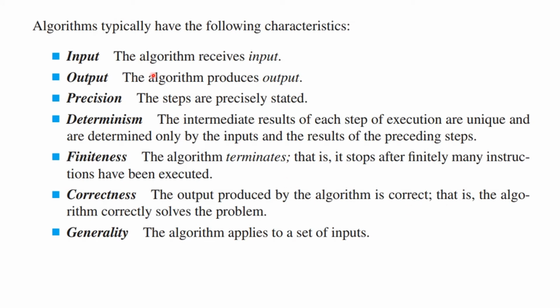Algorithms tend to have the following characteristics. There is input, there is output. The steps are precisely stated, and in fact sometimes you have comments that will describe those. The intermediate results of each step are unique and determined only by the inputs and the results of the previous steps. So it is deterministic, it's not probabilistic. You can do simulations, things like that, but that is not what we're talking about when we're talking about an algorithm. An algorithm does end, so it is finite. It terminates after finitely many instructions have been executed. Often you have a stopping rule that forces this to happen.